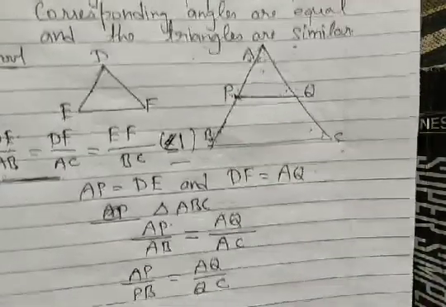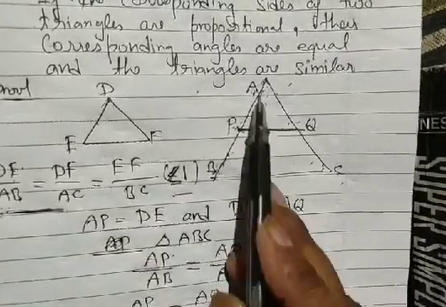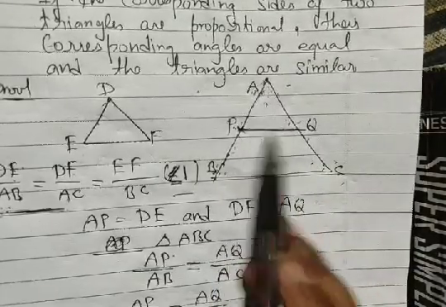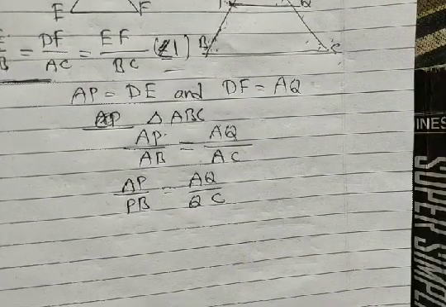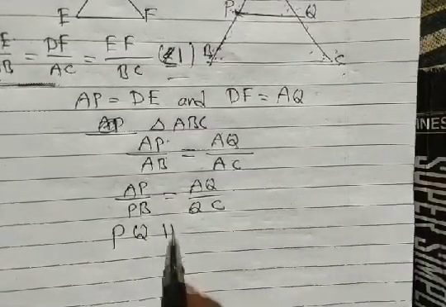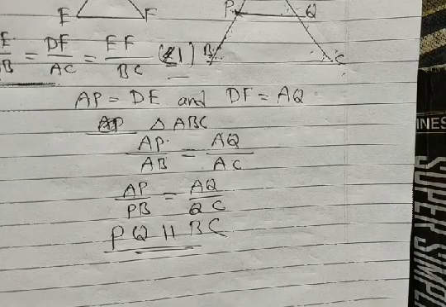AQ is to QC. Now in triangle ABC we have AP is to PB is equal to AQ is to QC. Then by converse of BPT, using our basic proportionality theorem's converse part, we get our PQ parallel to BC.